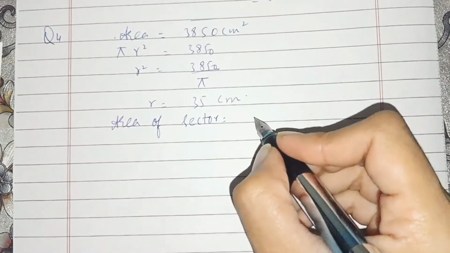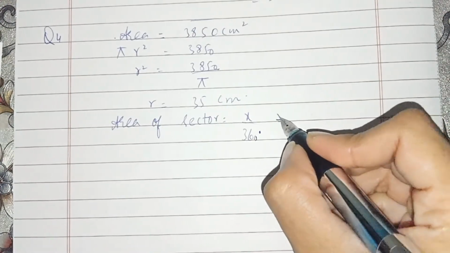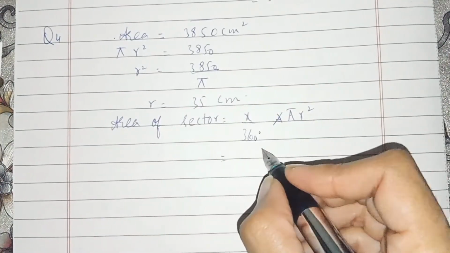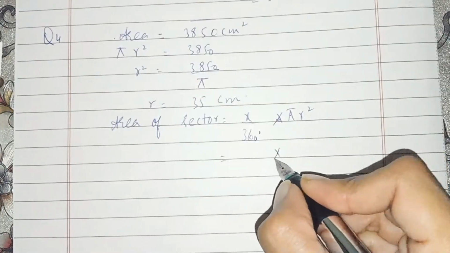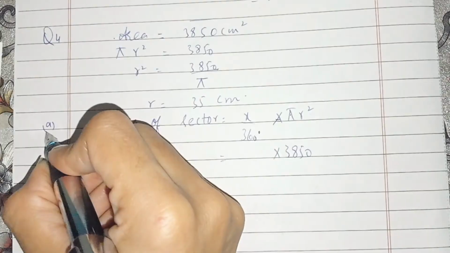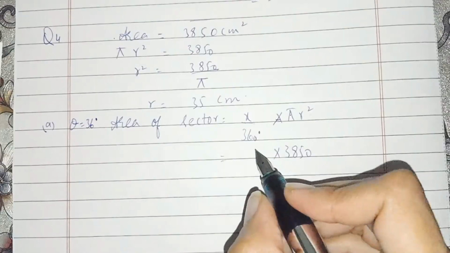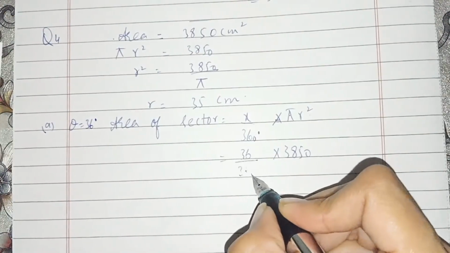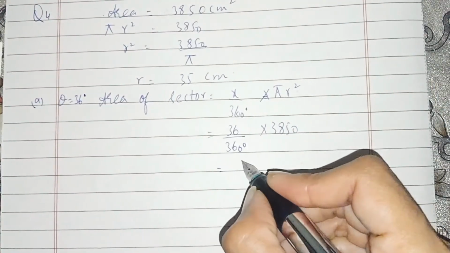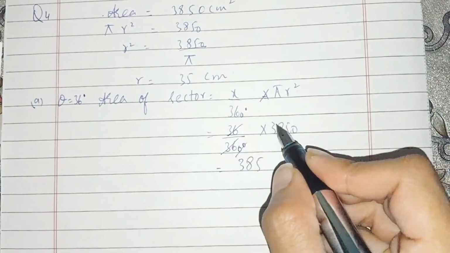Now we find the area of sector. You know the formula is x over 360 degree multiplied by pi r square. The value of pi r square is 3850, and that is part number 1, and theta is given as 36 degree. 36 degree over 360 degree, and by solving it, the zero is cut by that zero, and we get the answer 385 centimeter squares.